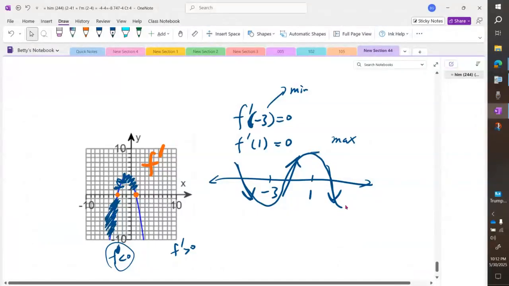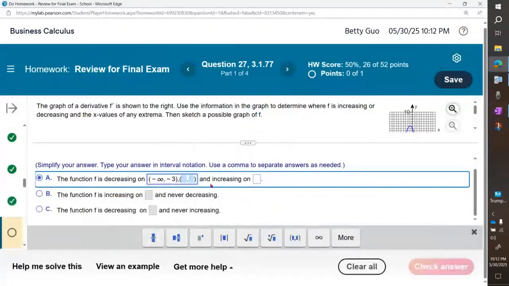Decreasing from 1 to infinity, and increasing between negative 3 and 1. So negative 3 is a left endpoint and 1 is a right endpoint.